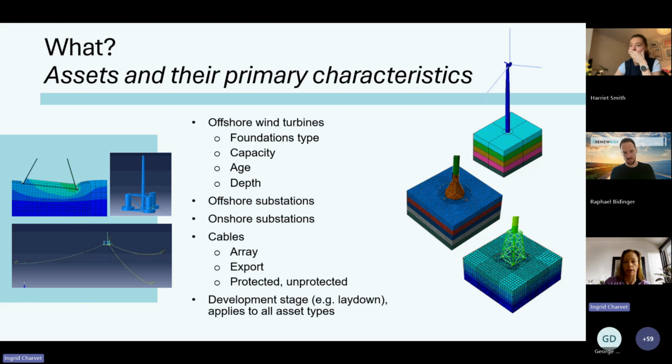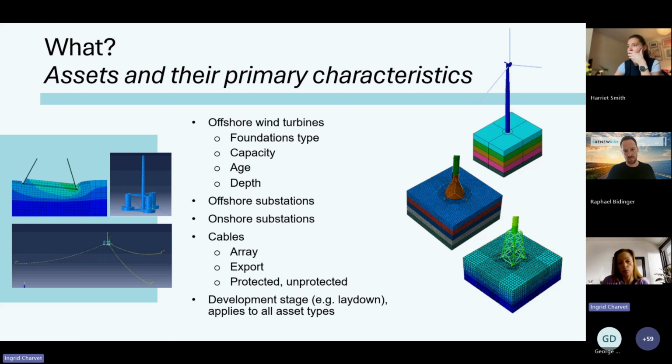Age is quite an intuitive one. It's the same as property damage. Wear and tear and fatigue will obviously increase the vulnerability of the asset. But if we think about capacity, it's a bit less intuitive. The capacity of the wind turbine will affect its size. So the larger the capacity, the larger the turbine, and therefore this will yield higher loads on blades and tower, especially in severe weather conditions. So this is the reason why we consider these types of primary characteristics.